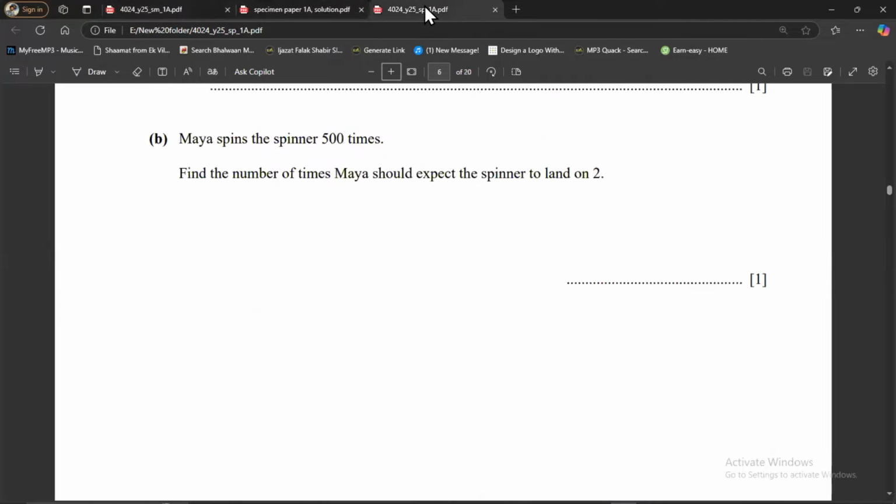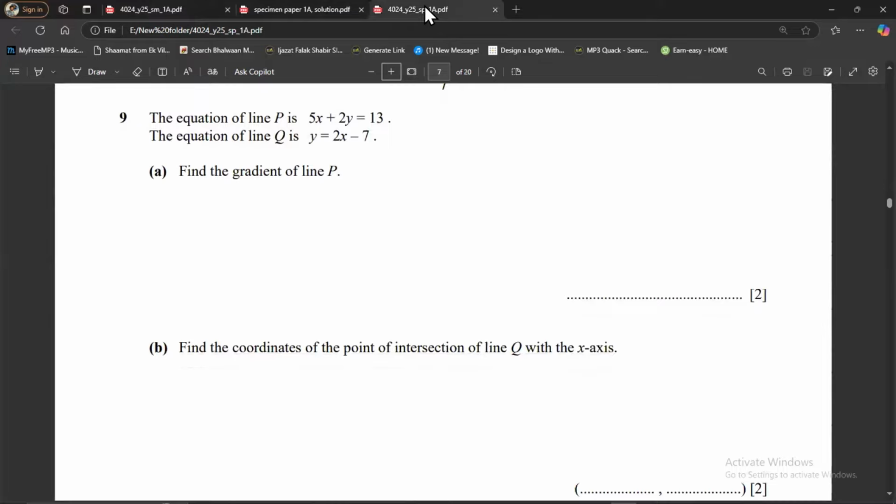Okay, so now we are going to the next part. The next part is question number 9. He says the equation of the line P is 5x plus 2y equals 13. The equation of the line Q is y equals 2x minus 7. Find the gradient of the line P.